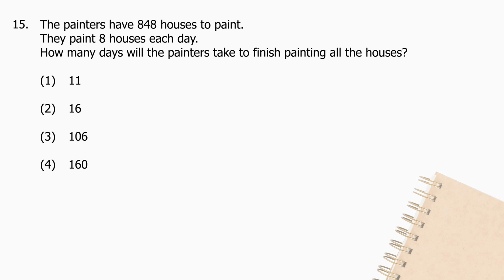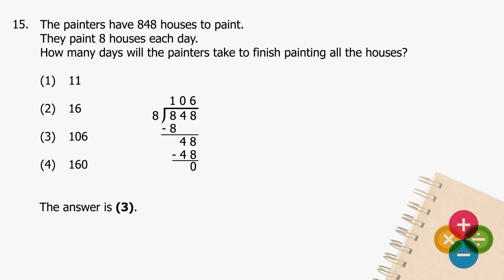Question 15. The painters have 848 houses to paint. They paint 8 houses each day. How many days will the painters take to finish painting all the houses? Dividing 848 by 8, the quotient is 106. The answer is 3.